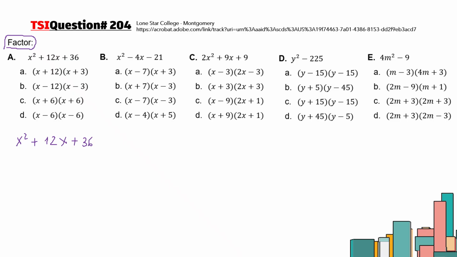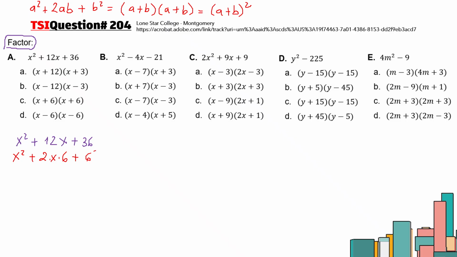First, I realize that I have the formula a squared plus 2 times a times b plus b squared, that will be equal to a plus b times a plus b, which is a plus b, all squared, because it has 2 factors of a plus b. Now I'm looking at this, I see that I can rewrite it as x squared plus 2 times x times 6, 2 times 6 is 12, okay, plus 6 squared.